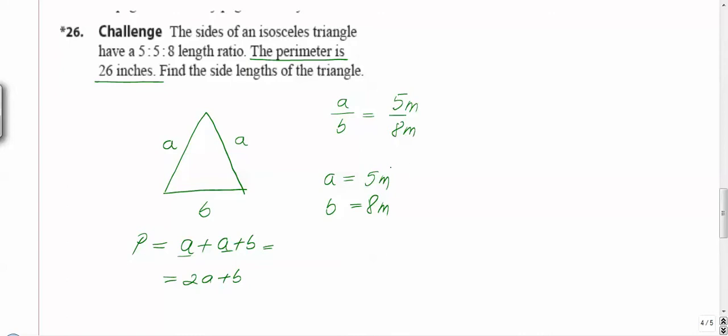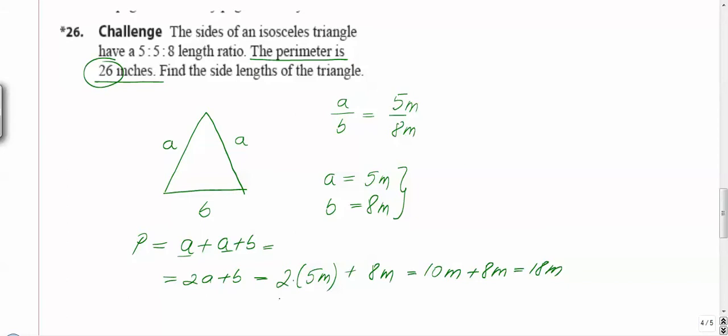But now I'm going to use the substitution from here, and instead of A I will write 5m, right? So I will have 2 times 5m plus 8m. What is this giving me? Well, 2 times 5m is 10m, plus 8m will make 18m. But the perimeter is known, it's 26 inches. So now I know that 18m should be equal to 26. And this allows me to find m by dividing each side by 18.